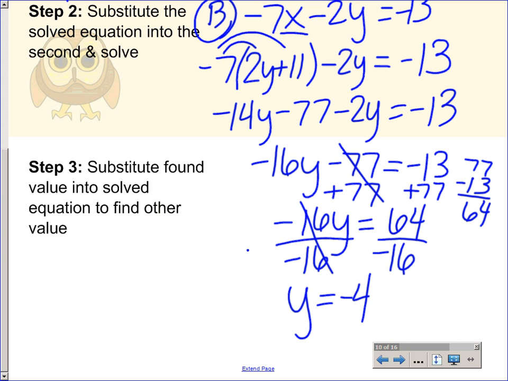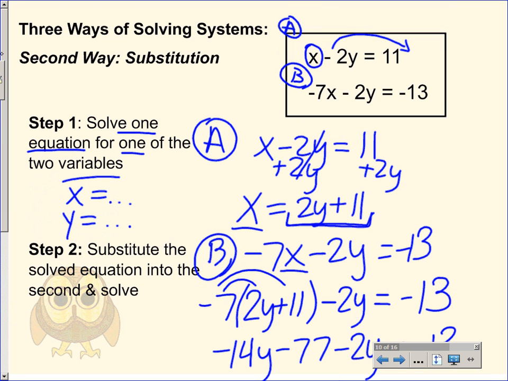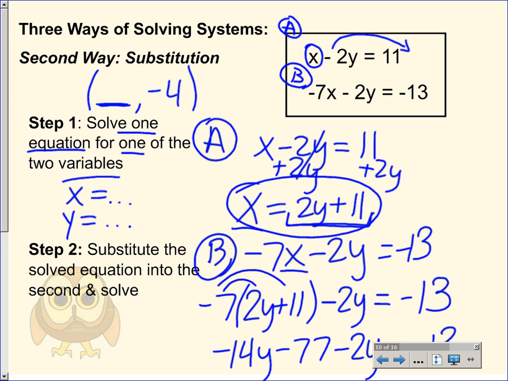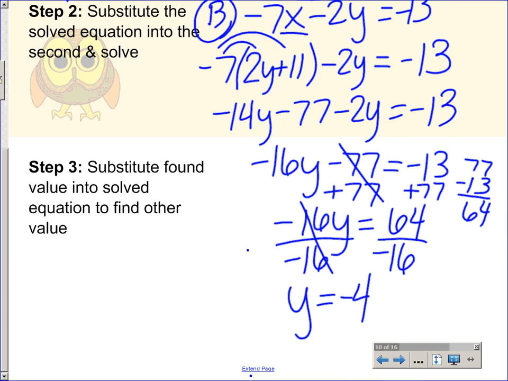So that was a lot of work, but what I just did was find that for my solution, y is negative 4. Remember, we're looking for an ordered pair. So this means for my ordered pair, the y value is negative 4. I found the y value. Now I need to know what x is when y is negative 4. I already have x equals 2y plus 11, so I'm going to use my first equation again.